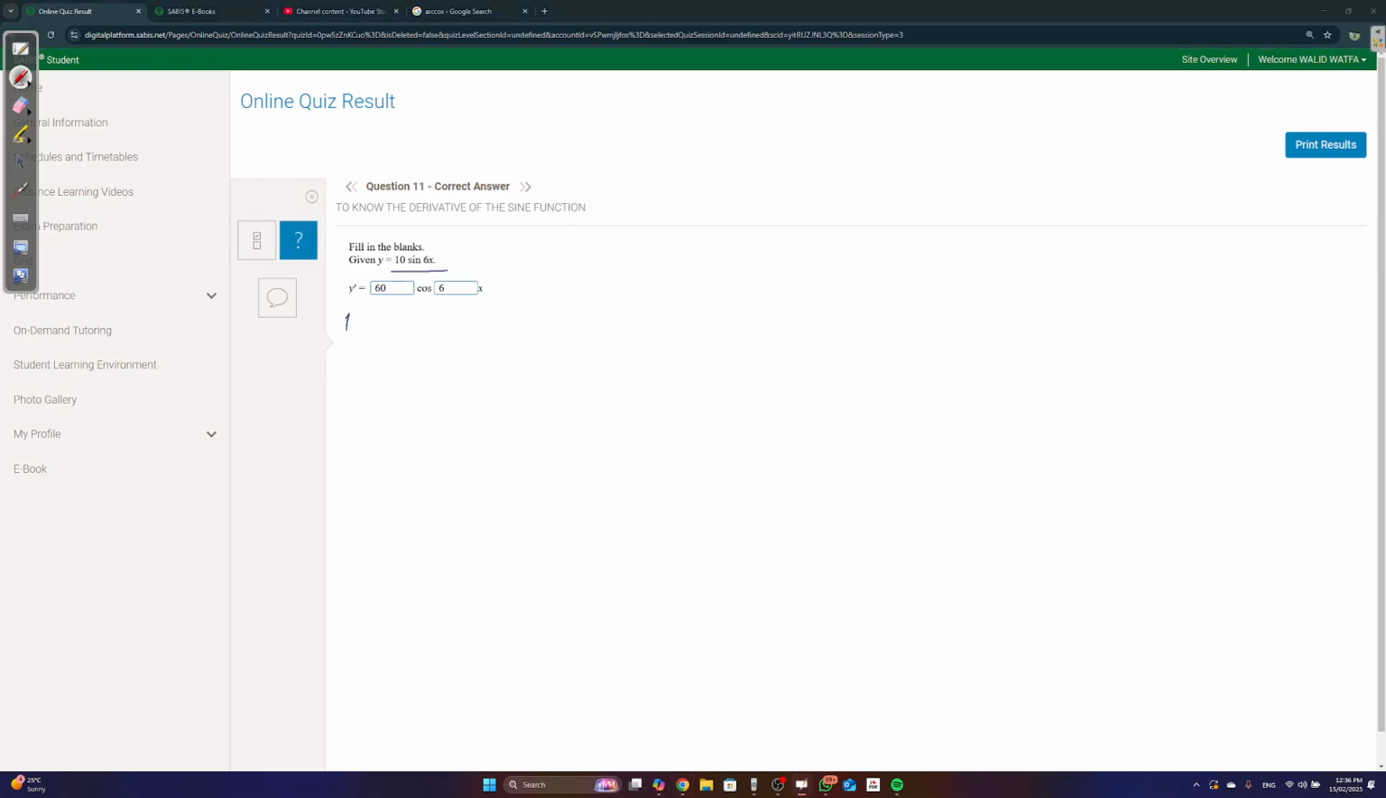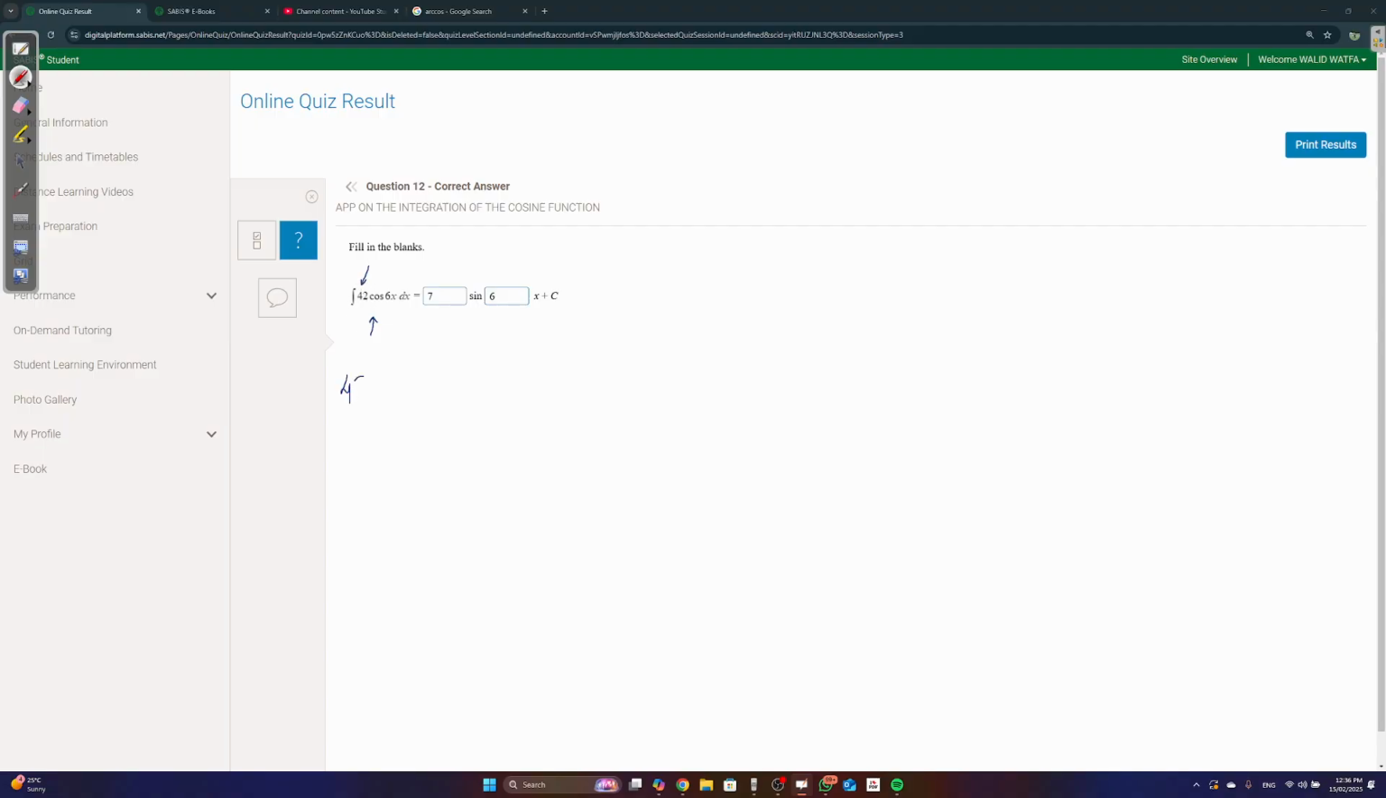Question 11. Given y equals 10 sine 6x, what's the derivative? Always take the coefficient to the side. Derivative of sine, cosine 6x times u prime. What's the derivative inside? 6. 6 times 10, 60 cosine 6x. Very easy.